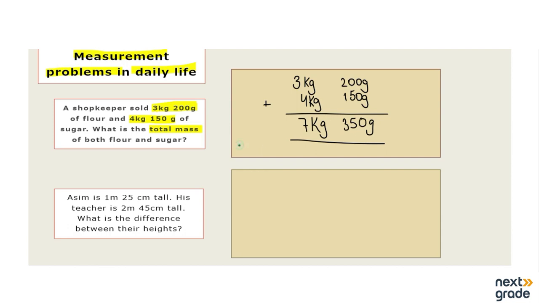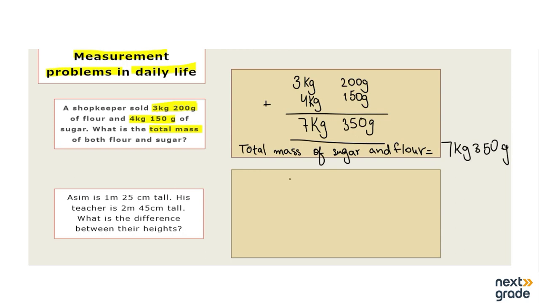So here we write, total mass of sugar and flour is equal to 7 kg and 350 gram. Remember, I told you whenever you have a word problem, you have to give the statement in the end in order to write the answer. Alright.